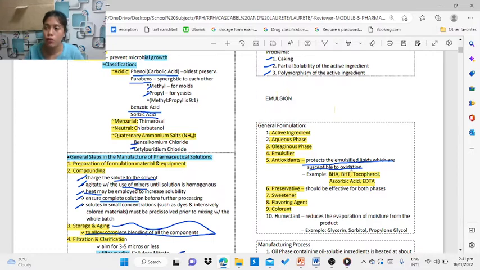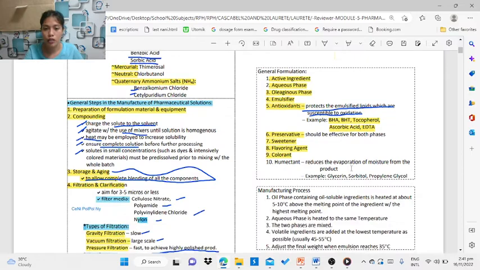Okay. Yung emulsion, mayroong active, aqueous phase and non-aqueous phase. Meron po emulsifier. The word emulsion, emulsifier. Antioxidant. Ano po ba yung antioxidant? Prevents lipid oxidation. Prevent po yung oxidation. Example po is BHA, ascorbic acid. Preservative for both.